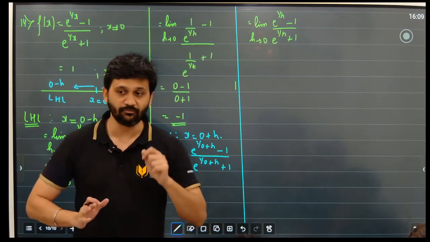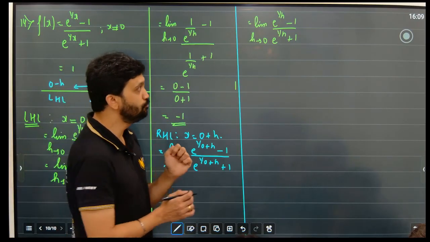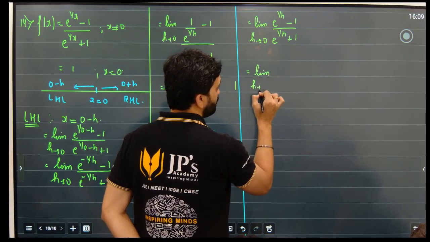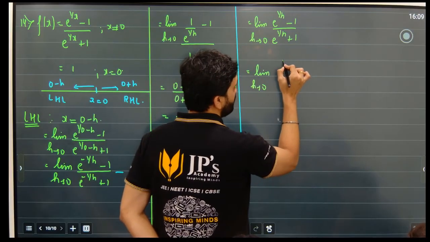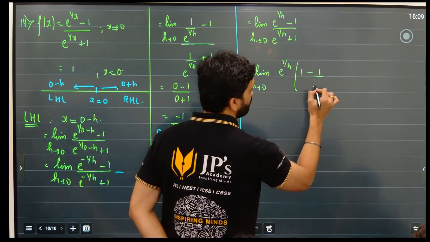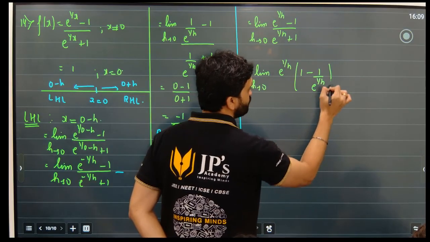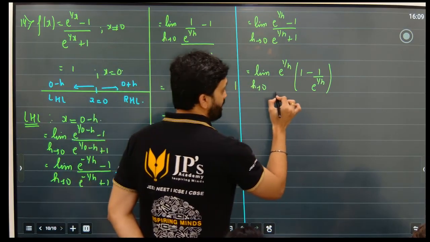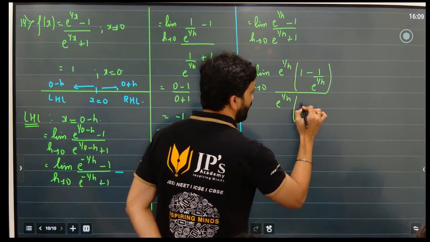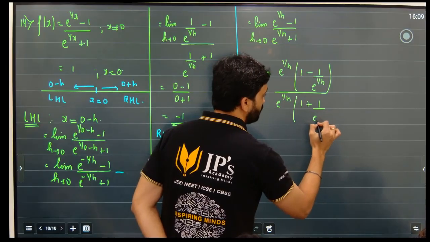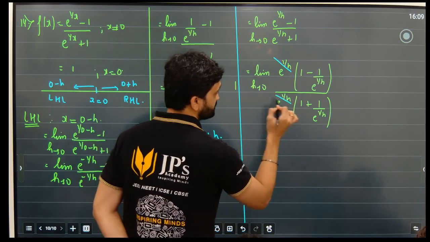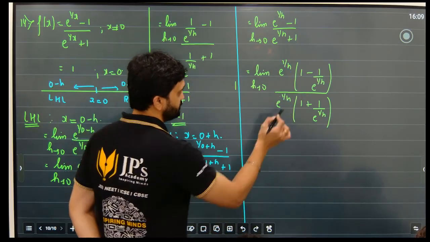Now we are left with only one option. From the numerator, now please pay attention guys, I am going to take e raised to 1 by h common. So inside I will be left with 1 minus 1 upon e raised to 1 by h. Did you understand what I did? And in the denominator also, I will take e raised to 1 by h common. And I got 1 plus 1 upon e raised to 1 by h. The reason I did was, first of all, this gets cancelled. थोड़ा अच्छे से कैंसिल करते हैं.